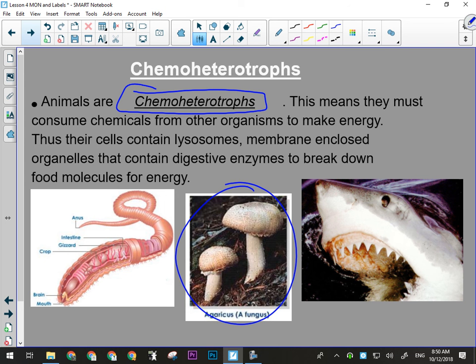Now, to be a chemoheterotroph, you need to have structures within your cells that can create and, let's say, harbor digestive enzymes. This is a bit of a problem because the material that an animal or fungus is made out of is the same material its food is made out of. So if you have these enzymes inside of your cells that are designed to eat the stuff you're made out of, that's a bit of a problem because they're going to want to eat you.